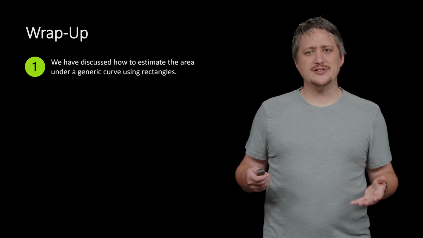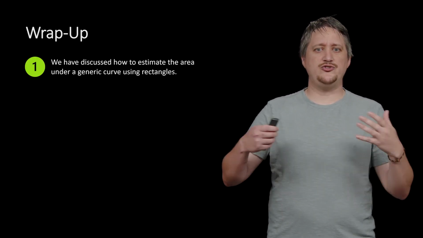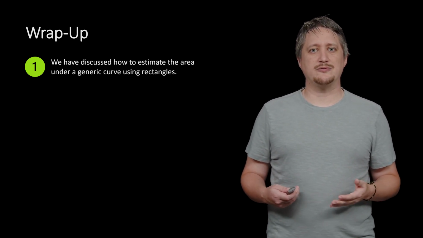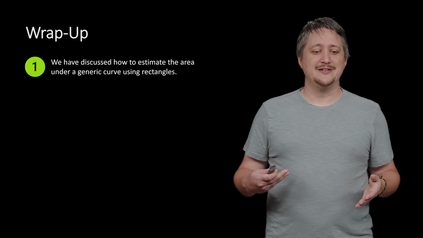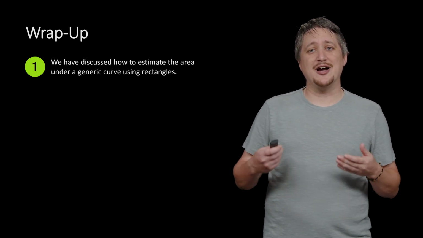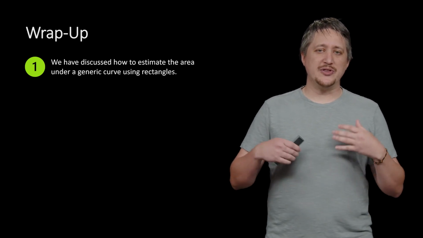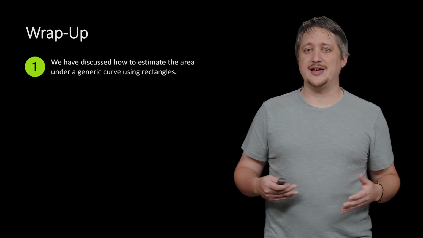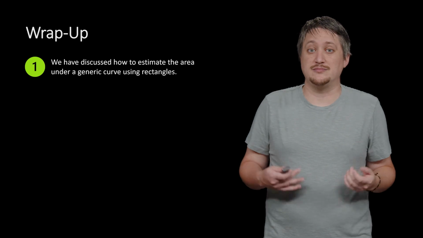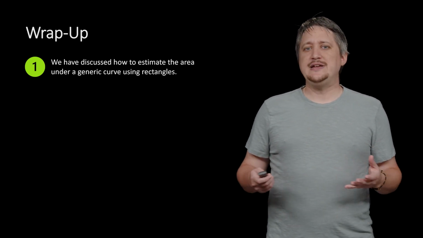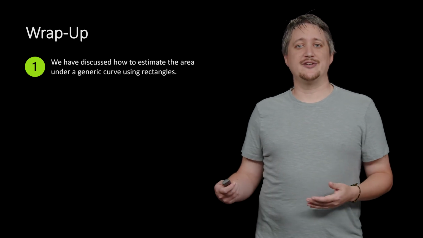All right, so what did we do? We discussed how to estimate areas under generic curves using rectangles. In our case, we used a nice situation where we had an actual shape we could calculate. So we used a triangle, but the process is exactly the same for any kind of curve, including curvy curves. And in particular, we've had 3 different versions of an approximation.